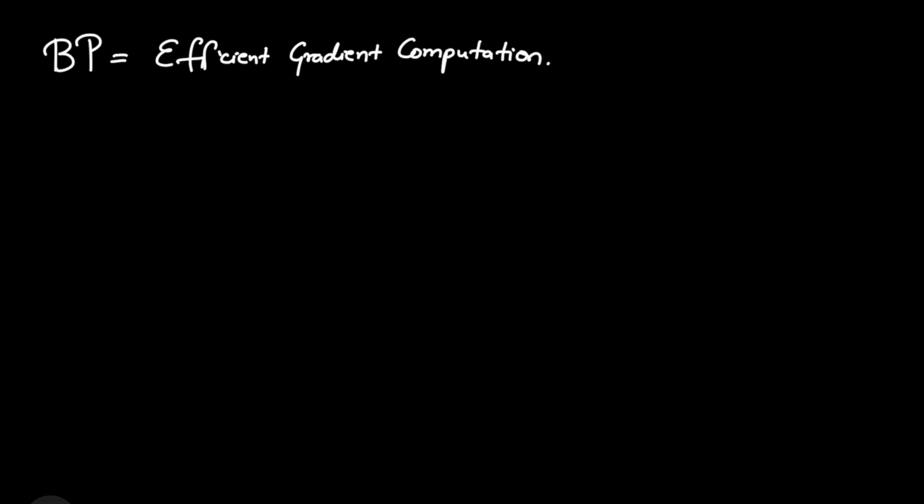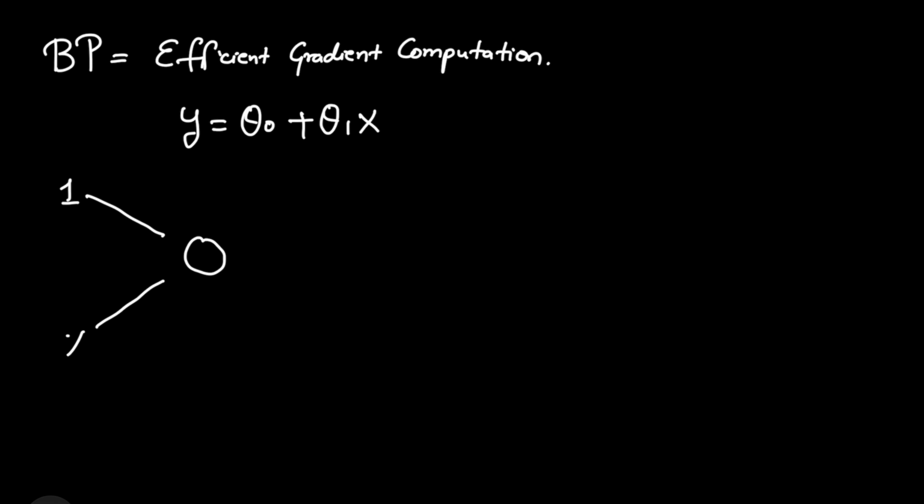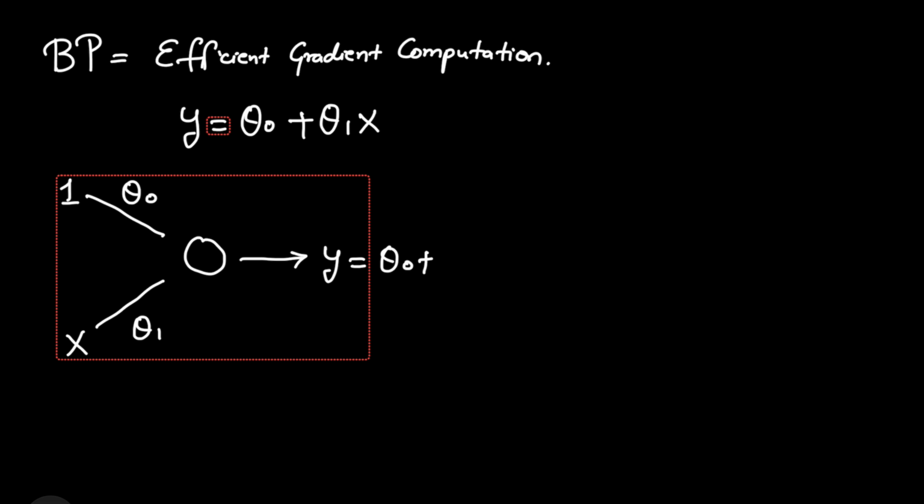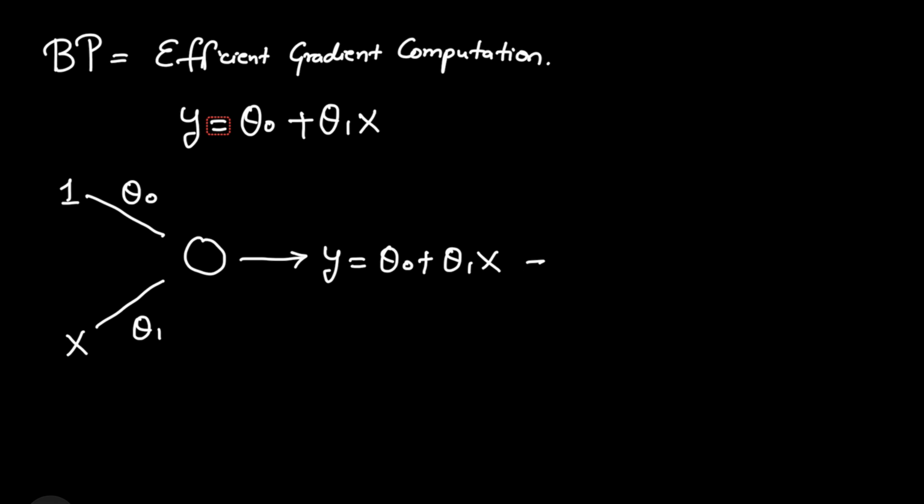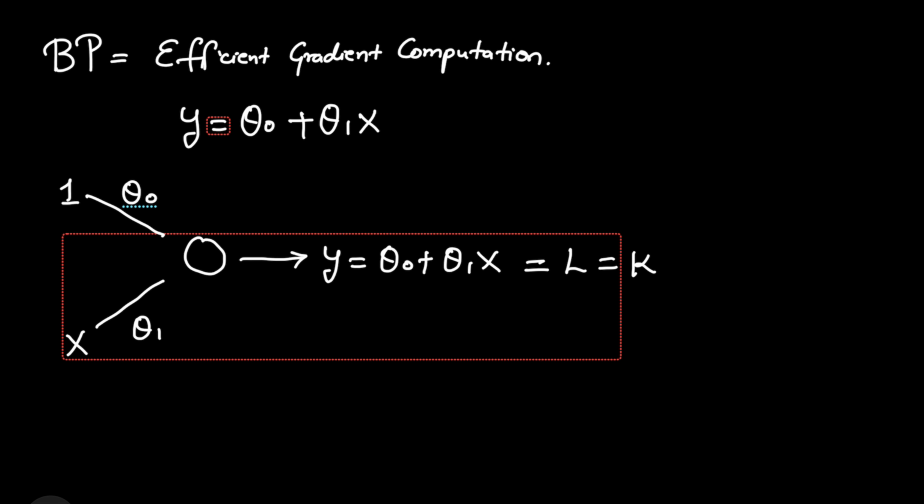Let's take the previous example where we have the function theta naught plus theta 1 x. So we had this neuron, and we have this 1 here and this x here. We have theta naught, theta 1, and then we calculate the value y equals theta naught plus theta 1 x. That's how it does it, right? And we calculate some loss function on top of it, and the loss comes out to be some value, let's say a constant k.